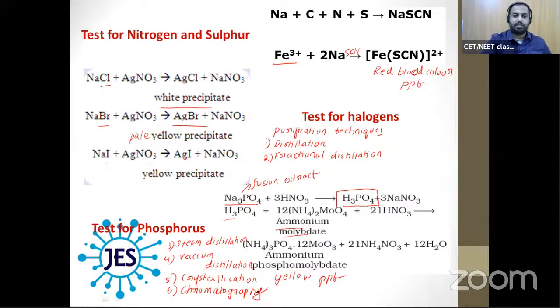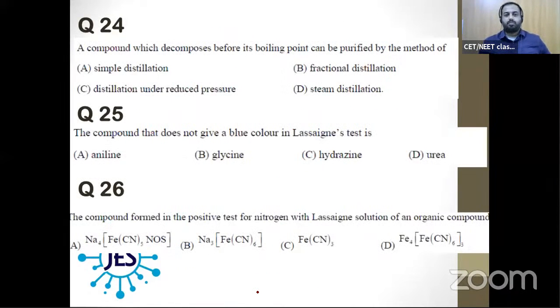Now we'll check out questions. A compound which decomposes before its melting point can be purified by the method of. So if a compound is decomposing before its boiling point is reached, you can't use that boiling point difference method. So which method is best here? Anyone can tell me?